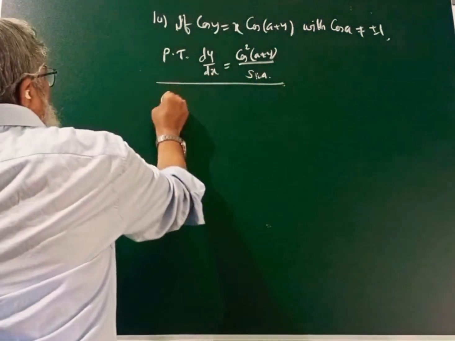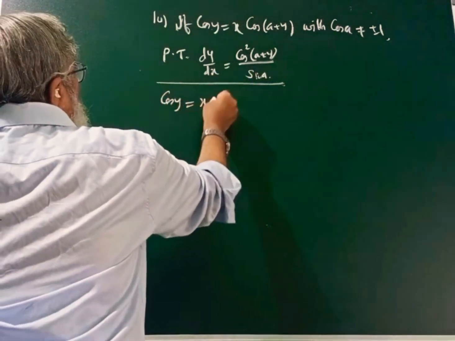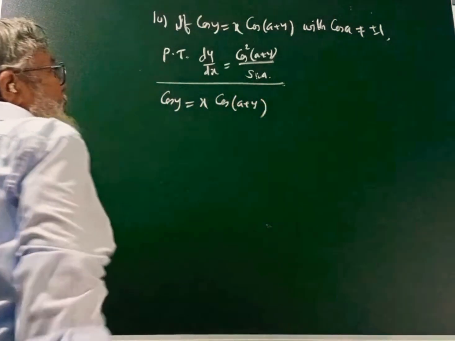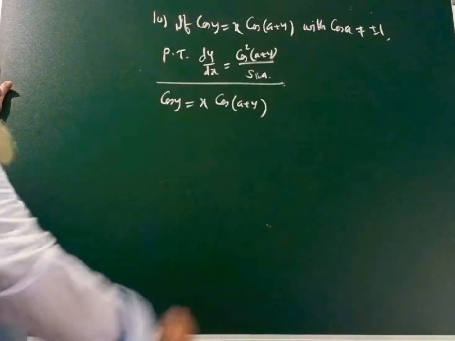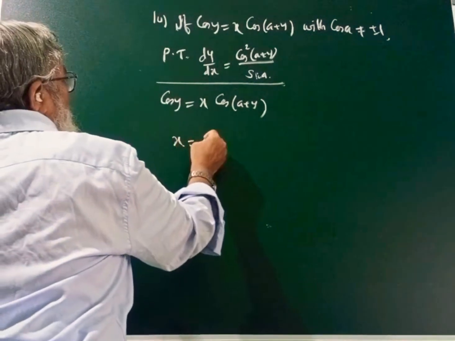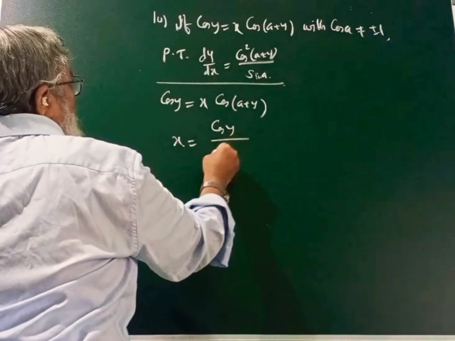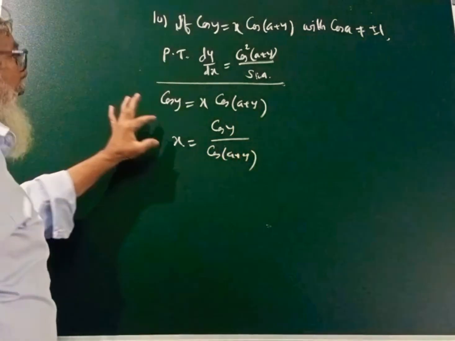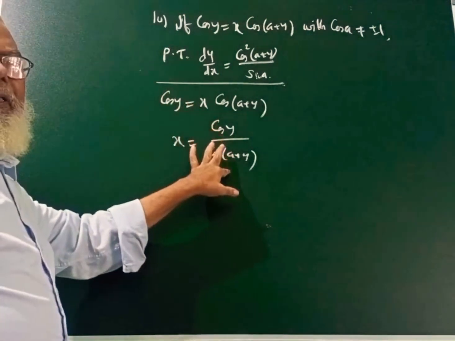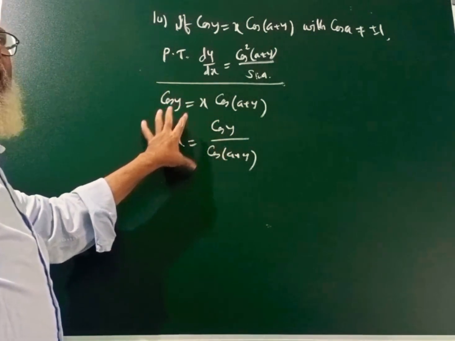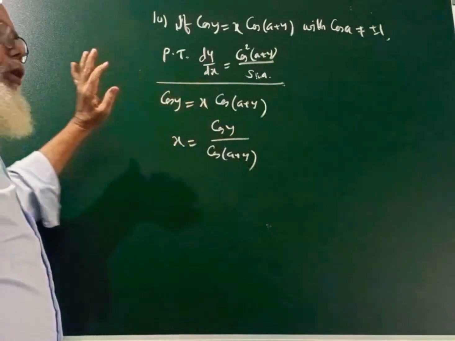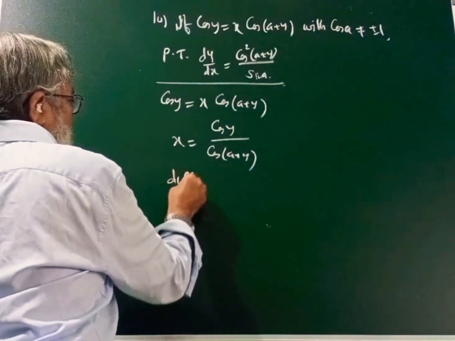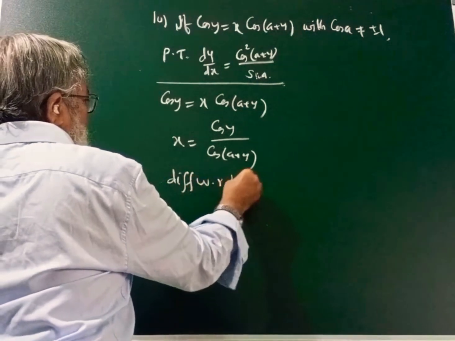See, the given problem is cos y is equal to x into cos(a plus y). Now let us find out the value of x. Therefore, x is equal to cos y divided by cos of (a plus y). See the function: x is a function of y, actually x is explicitly expressed in terms of y. So, differentiating with respect to y.